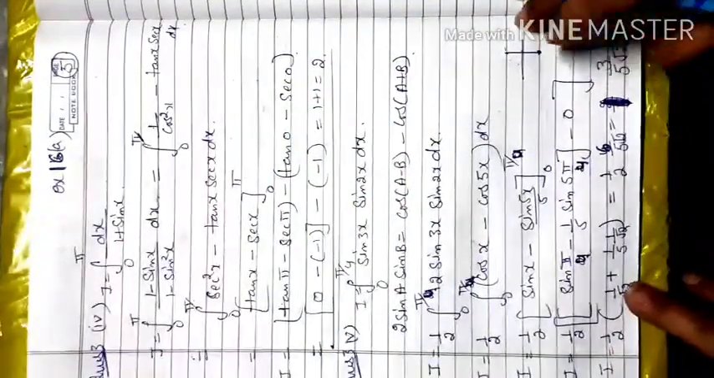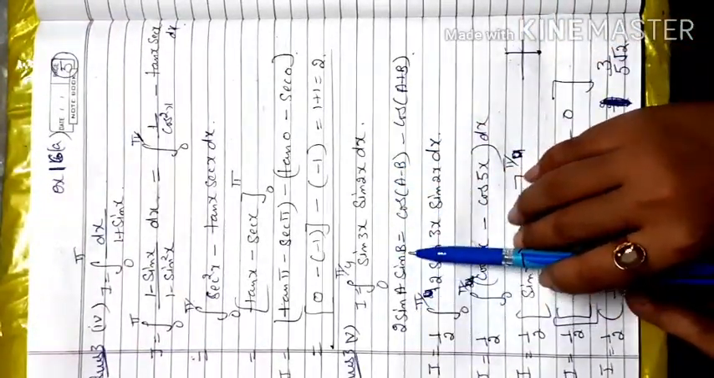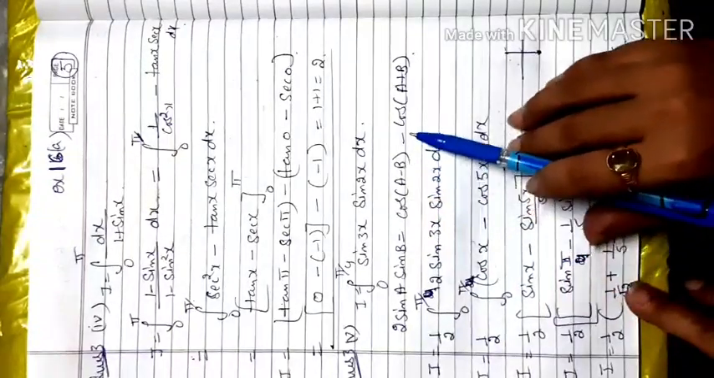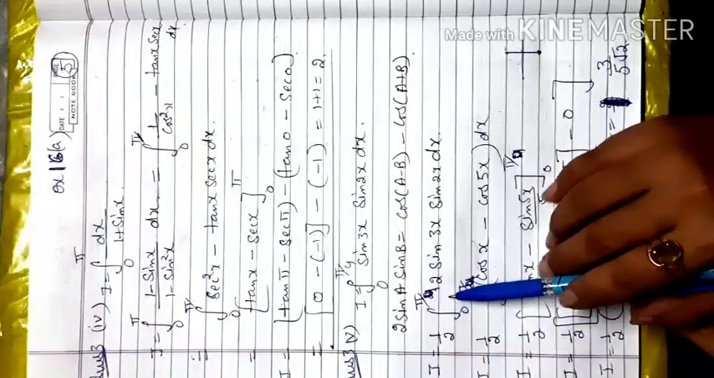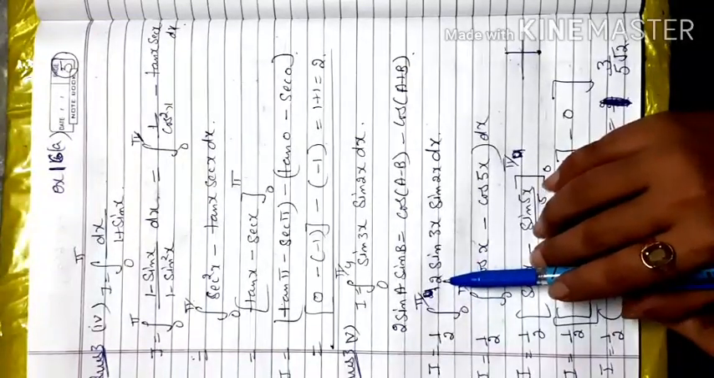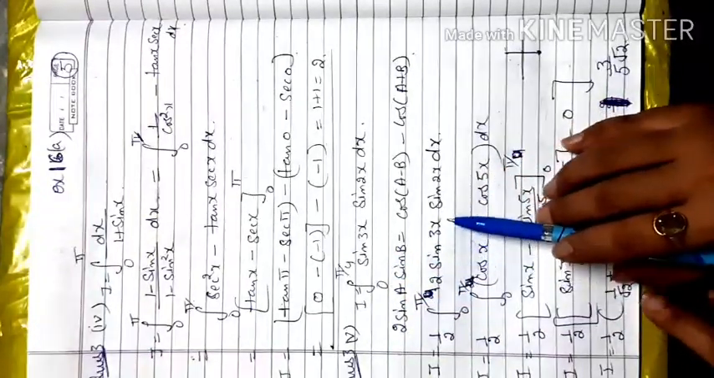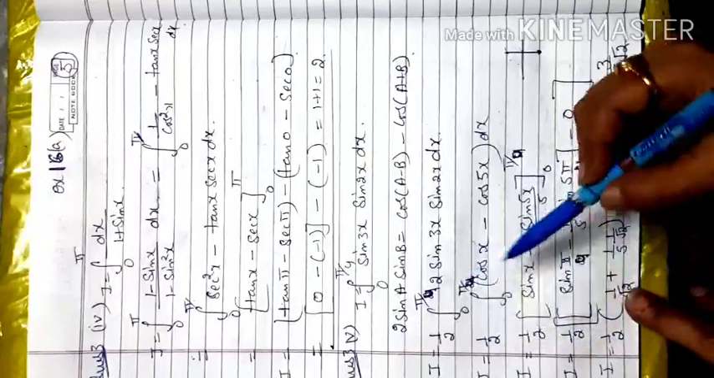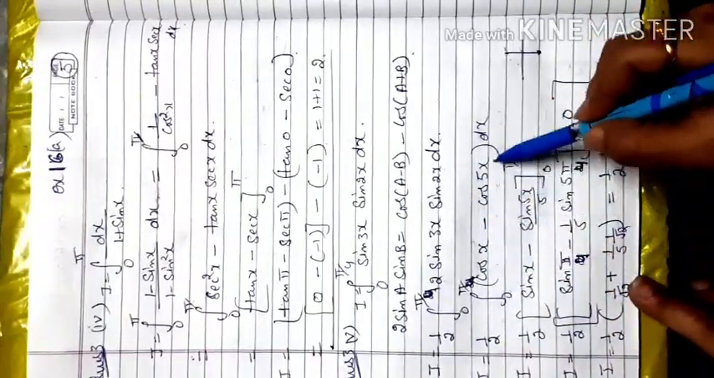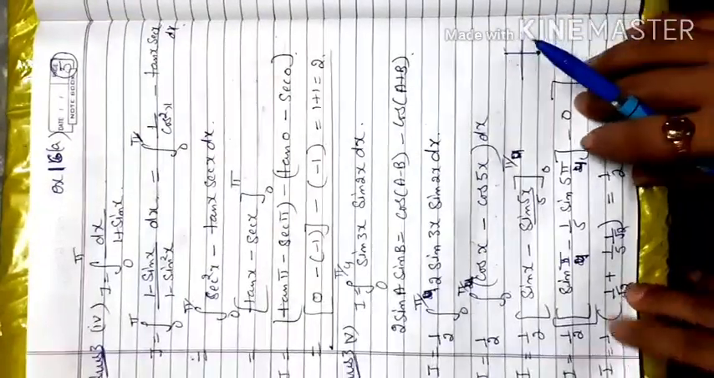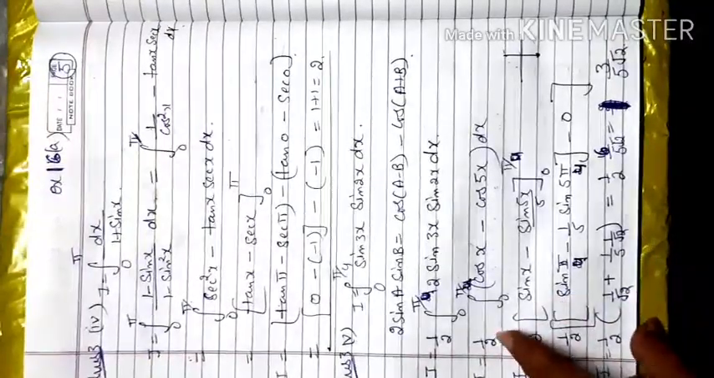Next is 0 to pi by 4 sin 3x sin 2x. Here you have to apply the 2 sin a sin b formula, that is cos a minus b minus cos a plus b. The limit is 0 to pi by 4. First you convert it into the form of 2 sin a sin b, 2 sin 3x sin 2x dx, then 1 by 2, 0 to pi by 4, and apply the formula that gives me cos x minus cos 5x. After integration, sin x minus sin 5x by 5, apply the limit, you will get 3 by 5 root 2.